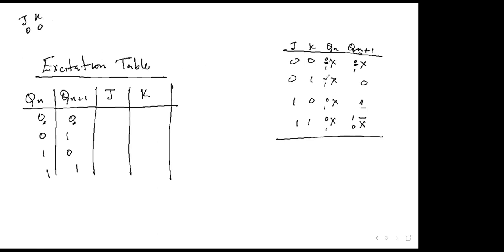But there's another one. If I'm at 0 and I want to remain at 0, then J and K can be 0 and 1. So write that down: if I'm at 0 presently and I want to remain at 0, then J can be 0, but K can be either 0 or 1, so put 0, don't care.